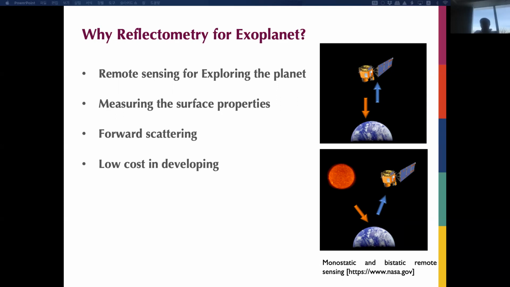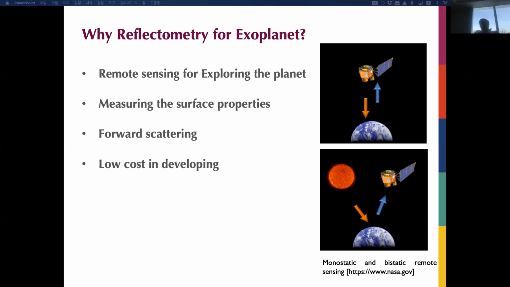The one famous remote sensing method is SAR, which uses the backward scattering method. But the disadvantage of SAR is low resolution, because it only uses the backward scattering signals from the satellite. So they have a limitation in resolution.